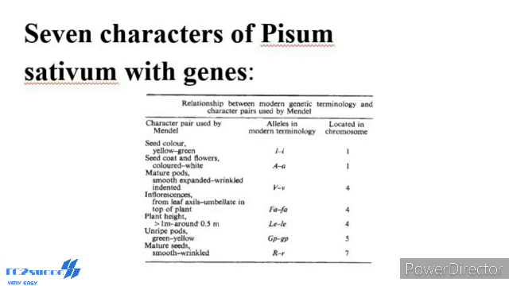Inflorescence from leaf axil, umbellate in top of plant: alleles in modern terminology capital F, small a, and small f, small a, located in chromosome 4. Plant height up to 1 meter, around 0.5 meter: alleles capital L, small e, and small l, small e, located in chromosome 4. Unripe pod, green, yellow: alleles capital G, small p, then small g, small p, located in chromosome 5. Mature seed, smooth and wrinkled: alleles in modern terminology capital R, small r, located in chromosome 7.